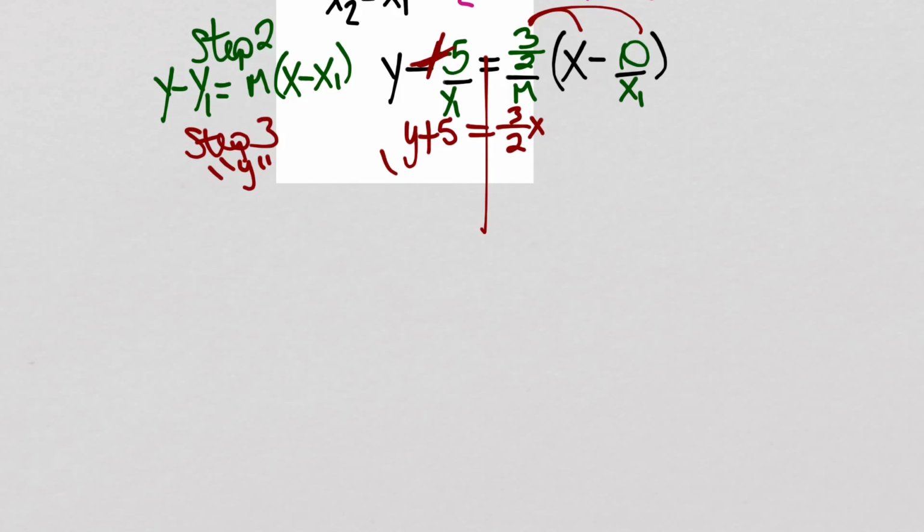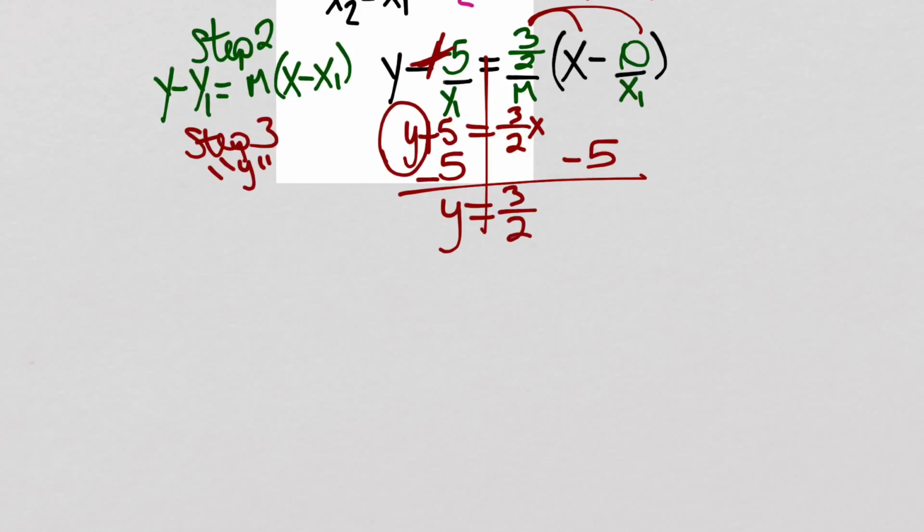Now that I'm here, I circle what I'm solving for. How do I get rid of the plus 5? I subtract 5 from both sides. I notice that y is officially by itself and it's positive. And the 3 half x and the negative 5 can't combine, so I just write them down, and I'm good to go.